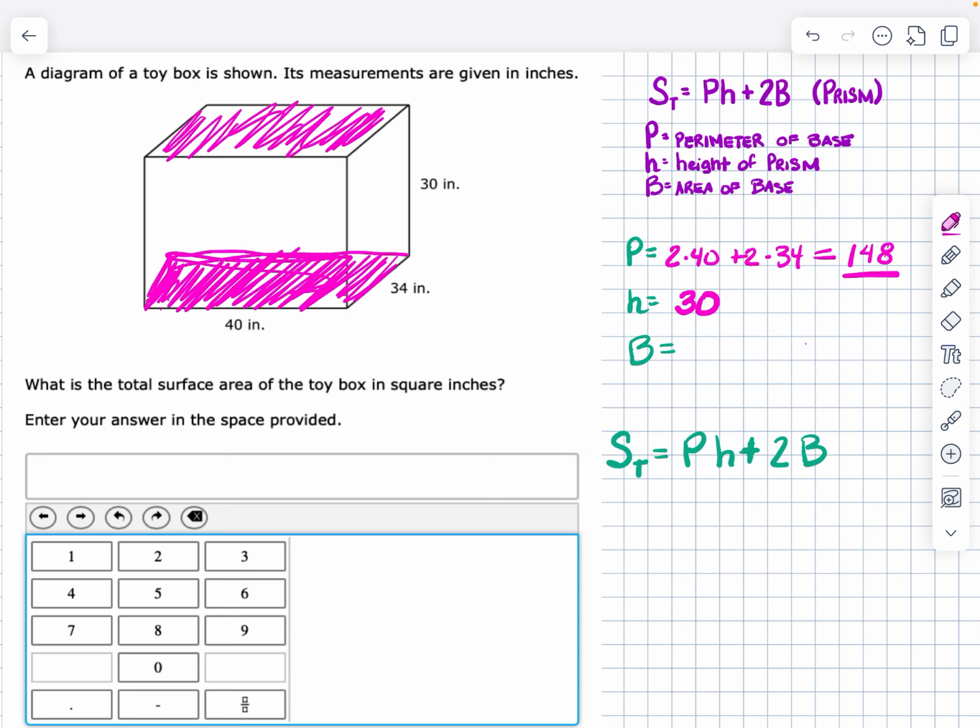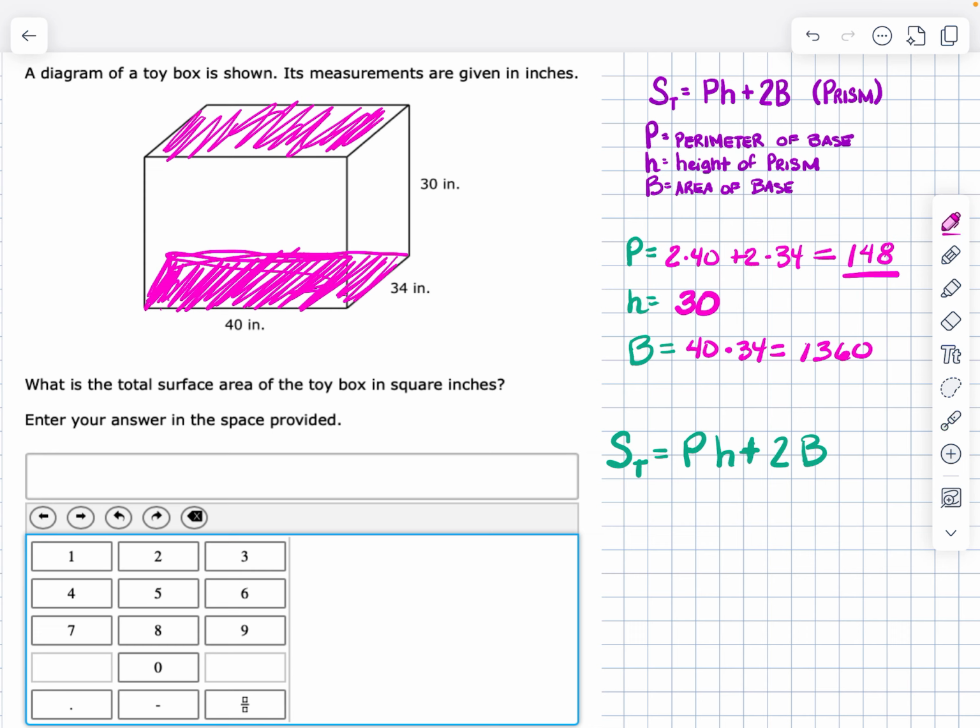And then the last thing is we need the area of the base. That's capital B. So the area of the base is going to be 40 times 34, and that's going to be 1,360. So now we have all the information that we need to put into this formula right here.